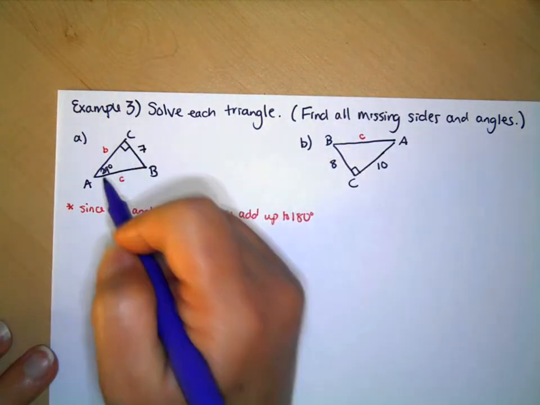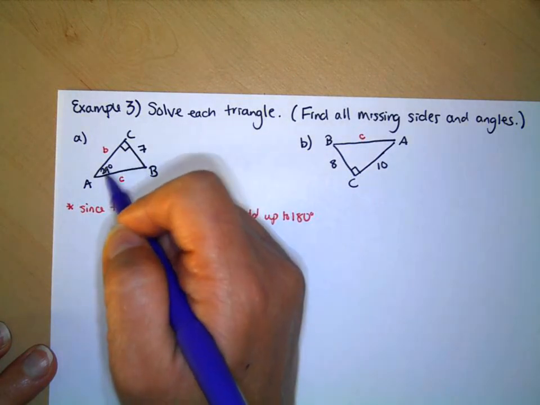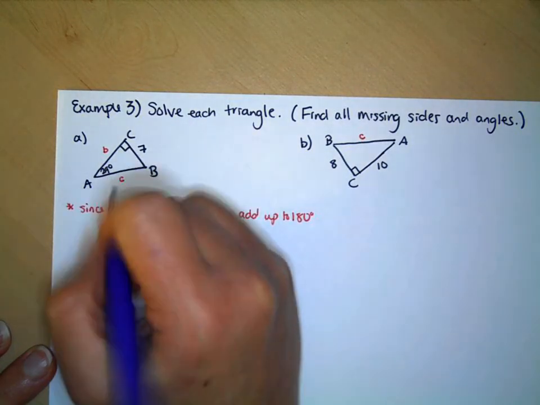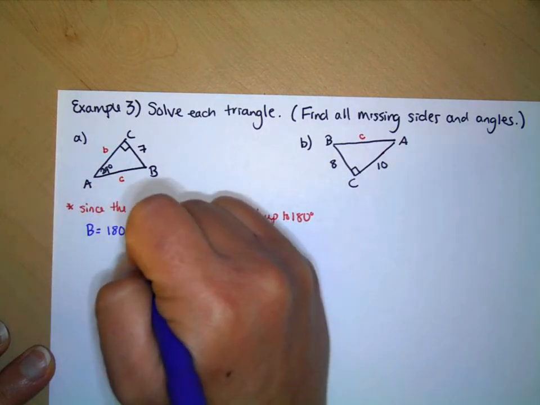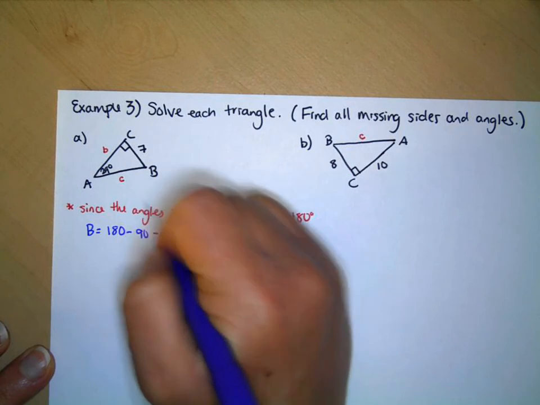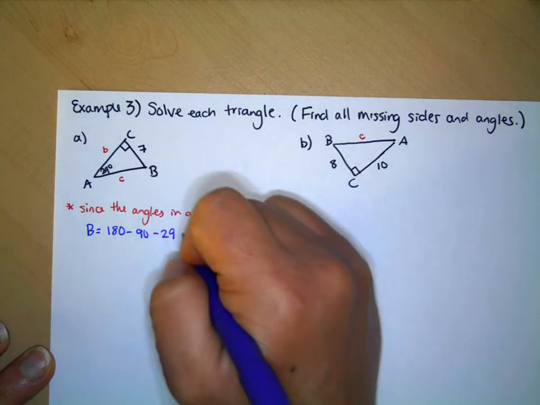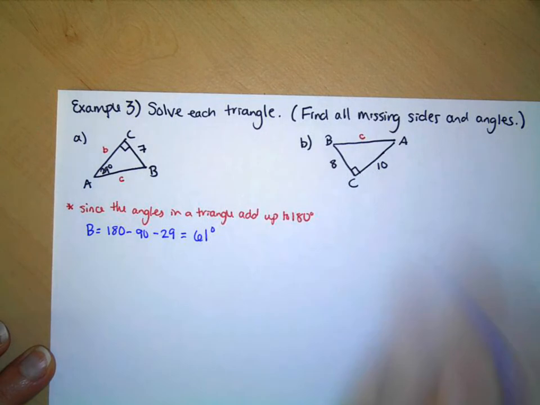So if we subtract the two angles we know, this 29-degree angle and a right angle is 90, we can find angle B. So angle B equals 180 minus the 90-degree right angle minus angle A, which was 29, and that leaves us with 61 degrees.